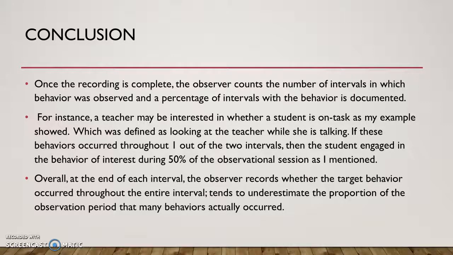For instance, a teacher may be interested in whether a student is on task, as my example showed, which was defined as looking at the teacher while she was talking. If these behaviors occurred throughout 1 minute of the 2 intervals, then the student engaged in the behavior of interest during 50%. Overall, at the end of each interval, the observer records whether the target behavior occurred throughout the entire interval. It tends to underestimate the proportion of the observation period that many behaviors actually occurred.